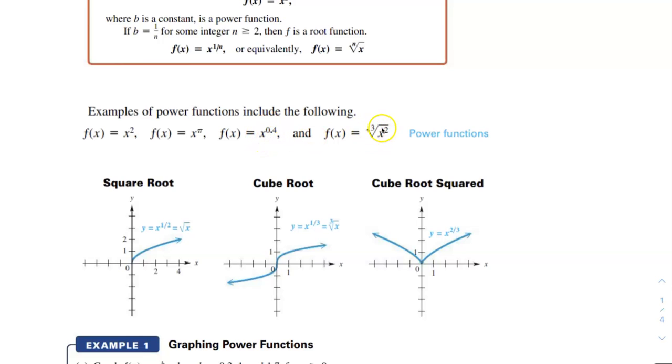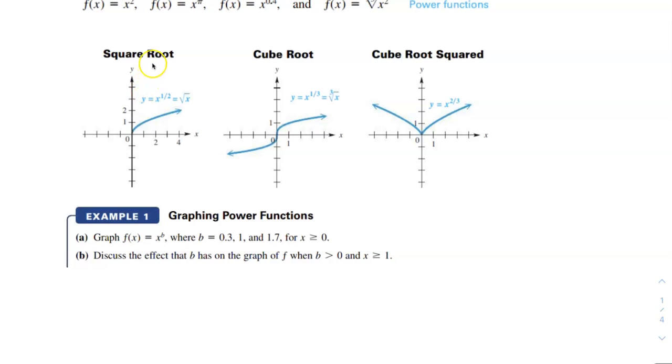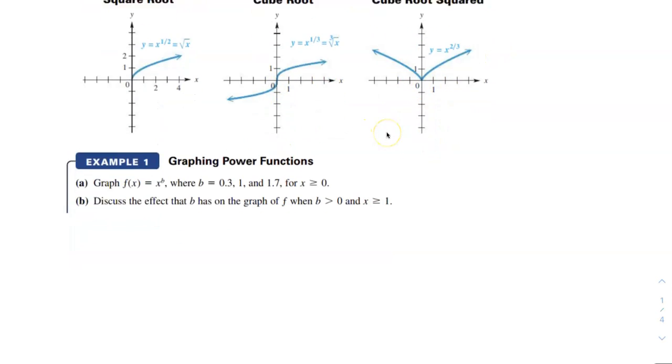And then x to the root 3, the cube root of x squared, which is also a root function if you rewrite this as x to the 2/3. But they're also known as power functions. How do these power functions look? A square root function looks kind of like a sideways parabola, halfway. And a cube root function looks like the same thing, but the left side goes to the left. And then this is a cube root squared.